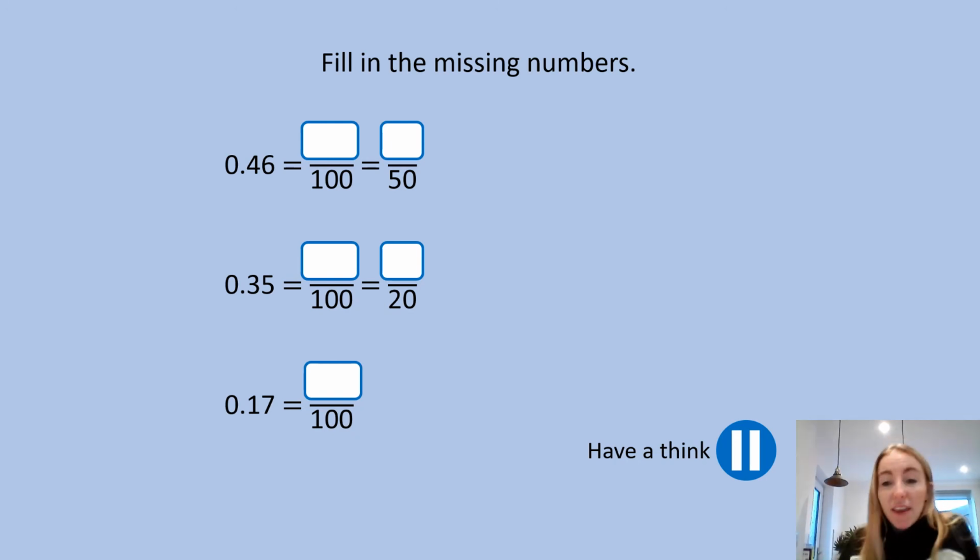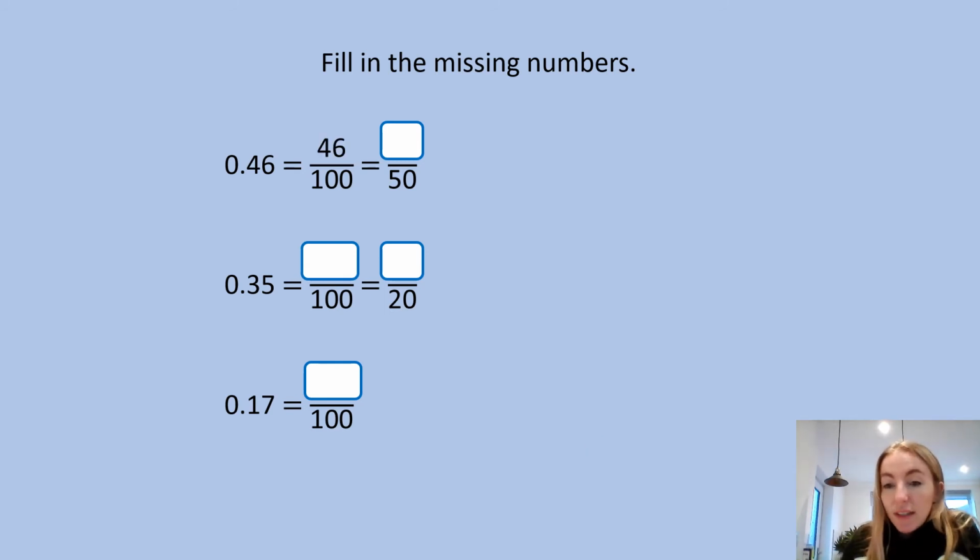Okay, now these are just showing equivalent fractions. We know that 0.46 would be 46/100ths. And then if I wanted to find an equivalent fraction to 46/100ths or simplify it, I can divide 100 by 2 to make the denominator 50, and whatever I do to the denominator, I need to do to the numerator. So if I've divided the denominator by 2, then I need to divide the numerator by 2. So 46 divided by 2 is 23.